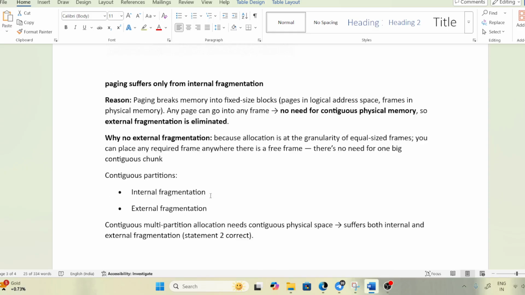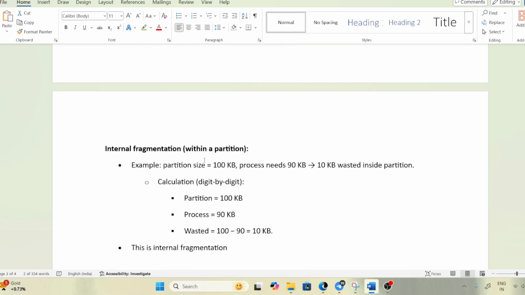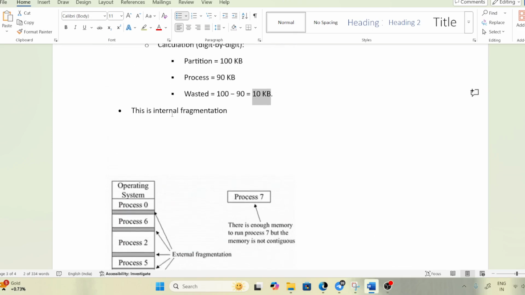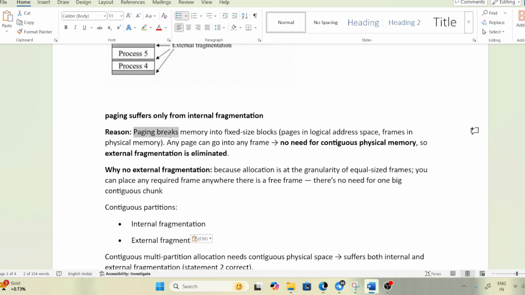Okay. Now, paging. When we apply paging, it suffers only from internal fragmentation. Why? Because we are going to break the memory into fixed size blocks. So, as there are fixed size blocks, we will have wastage of space. This is called internal fragmentation. So, internal fragmentation occurs only in the case of paging.